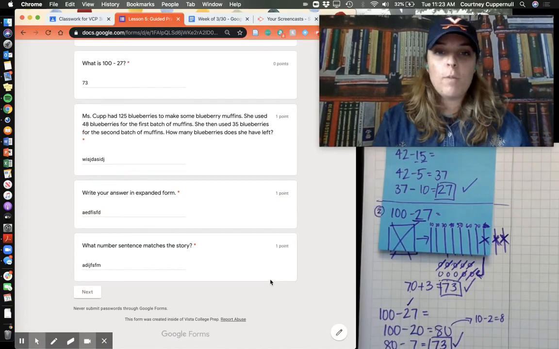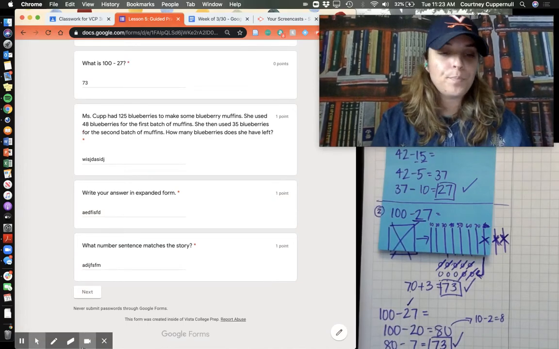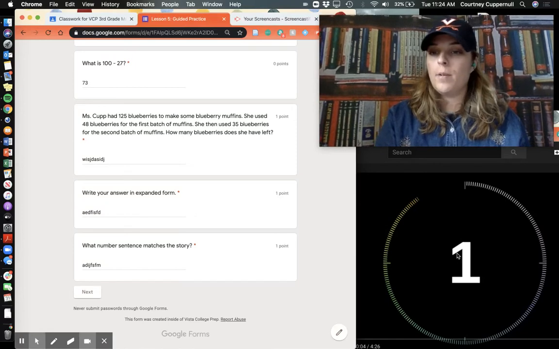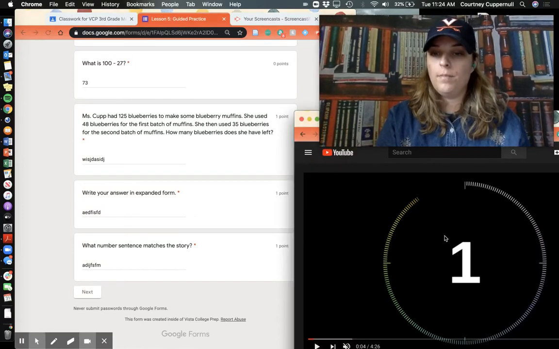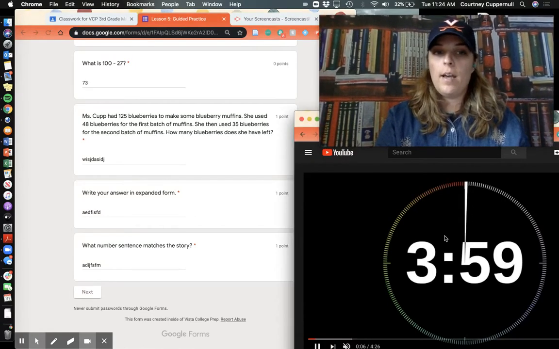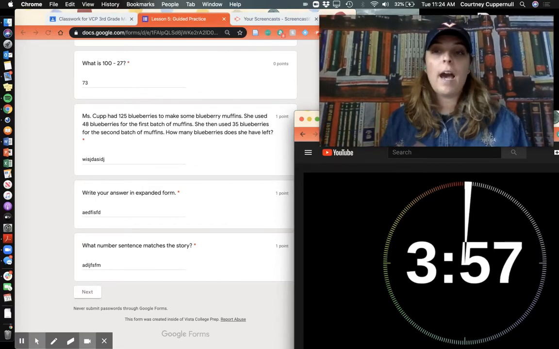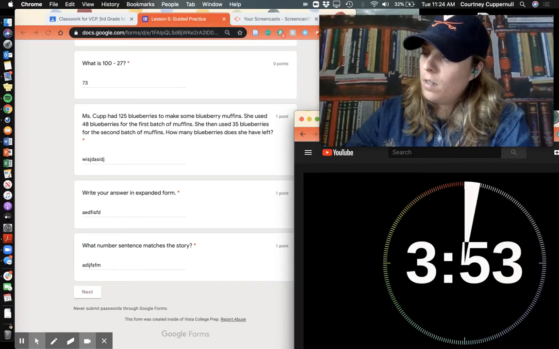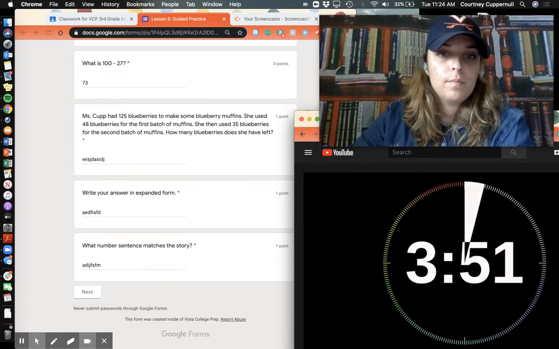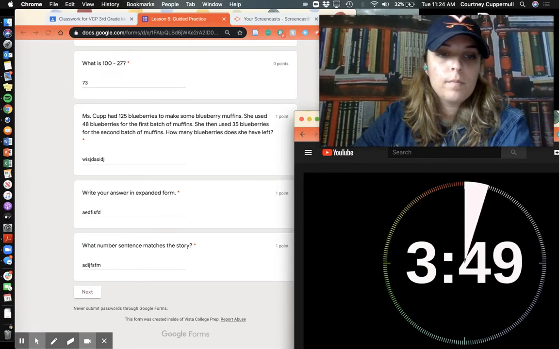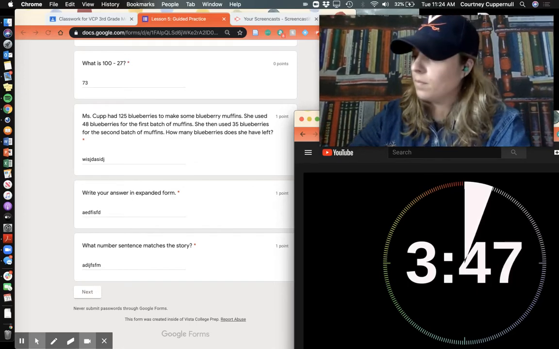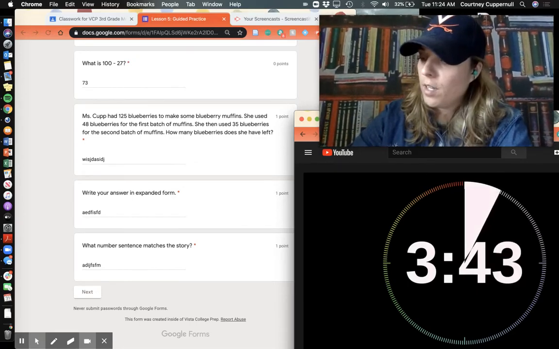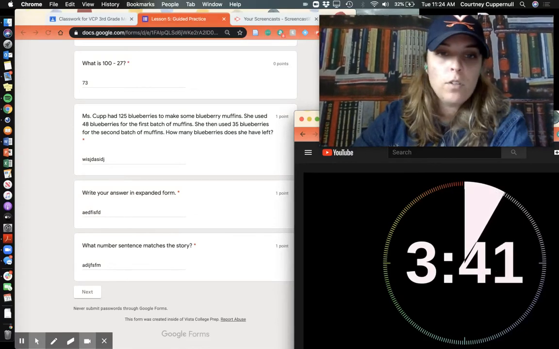I'm going to give you about 4 minutes for this problem. I think you can handle it. All right, that timer is going to begin now. I found this fun little timer. Go ahead. How many blueberries do I have left after I finish those muffins? Reminder, it's useful to try to draw that number sentence to match the story first, but up to you.